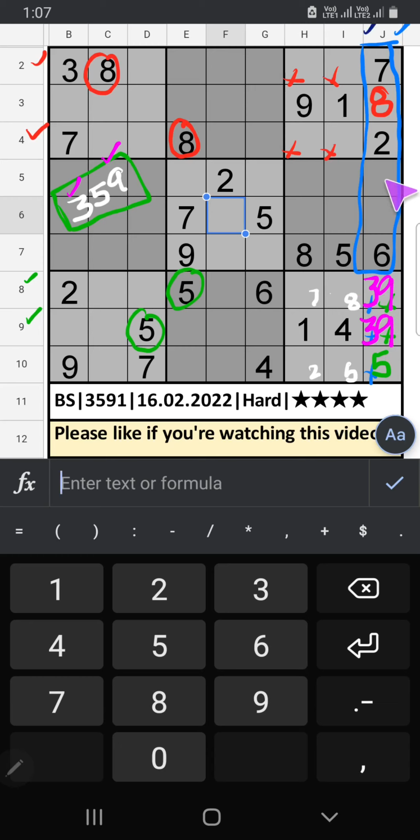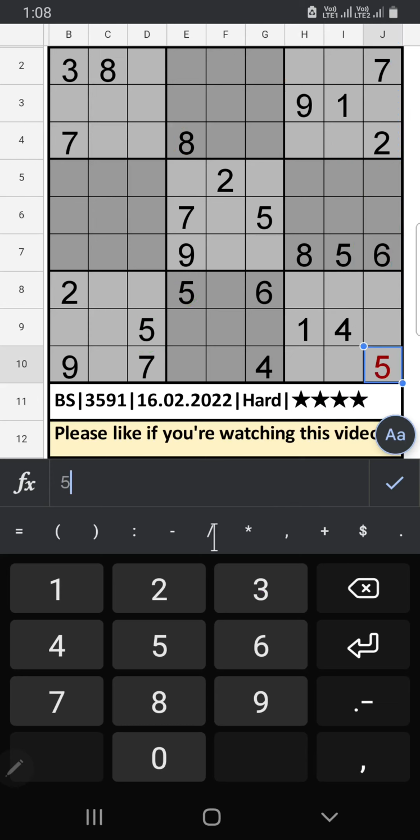Column J only 2 numbers are remaining, 1 and 4. It will come in any one of the cells. We will confirm later. Eighth row we have 2 and 6. 2 and 6 can't come in these cells. It will come in any one of the cells. We will confirm later.